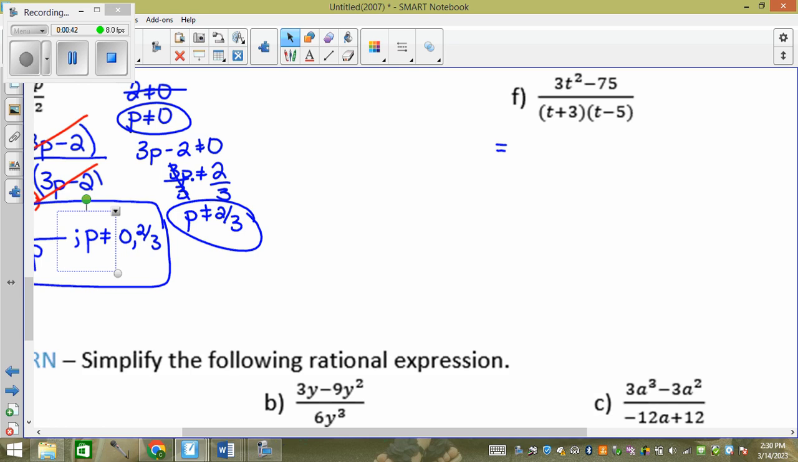So, what can I do to this numerator? Take out a 3. And I'm left with t squared minus 25. The 3 can go in its own brackets because it's a coefficient. Can I do anything to the bottom? No, it's already factored, so I just leave it. Is the top as low as it can go? What can I still do? Yeah. A difference of squares.